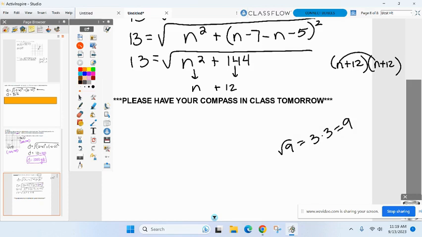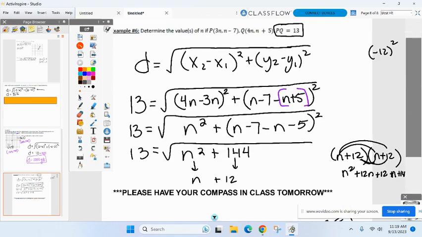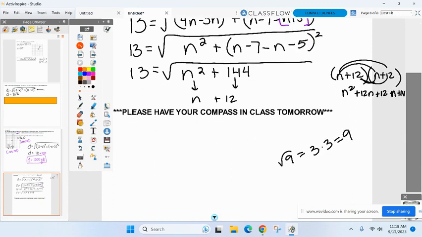What do I get there? What do I get here? 12n. What do I get here? Another 12n, and then I'll get 144 at the end. Running out of room. Shoot. Where'd it go? Right there. Do you see how I'm going to get a middle term of 24n? Would those match? That's why I can't take the square root of it. They're not the same. So where do I go then?